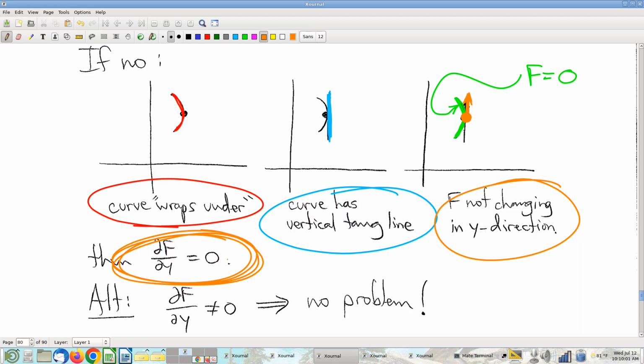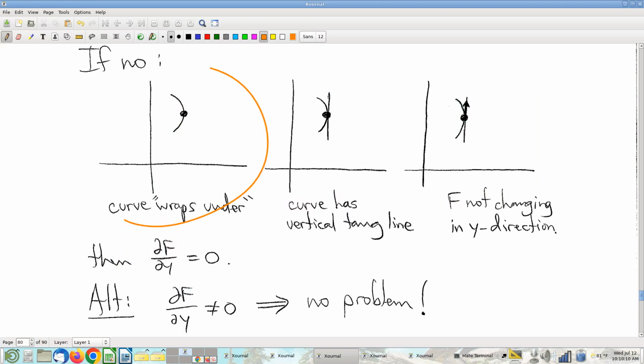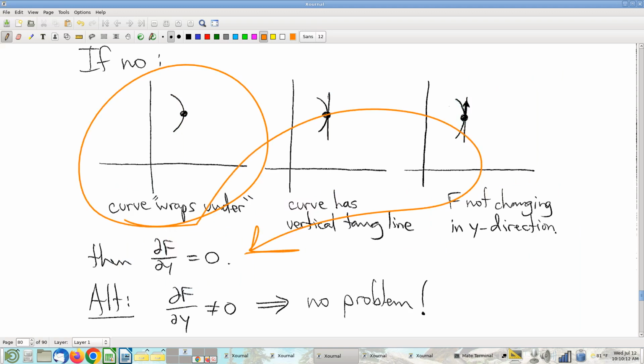Okay. So now, what does this tell us? Why are we writing all this stuff down? And the big idea is that if we have a problem, then the partial with respect to y will be 0. And now I'm going to do what's called the contrapositive. I'm going to take that statement and I'm going to say it backwards.